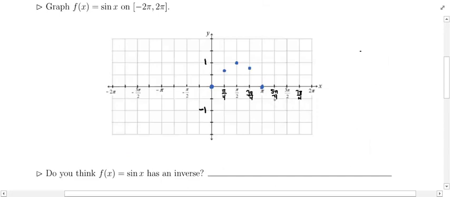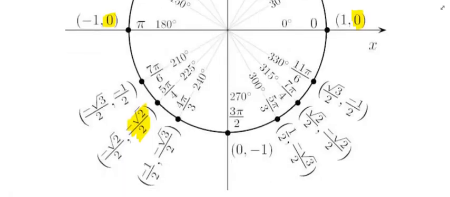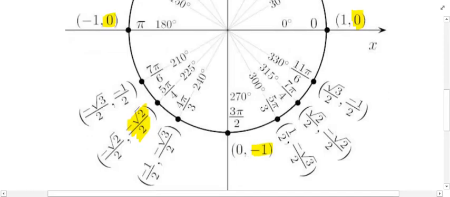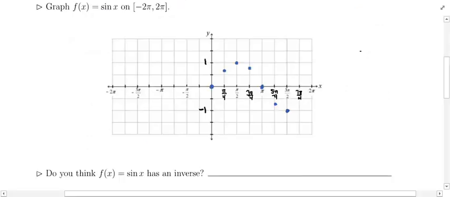Again, it's going to be between negative 0.5 and negative 1, closer to negative 0.5. And then at 3 pi over 2, the sine is negative 1 exactly. That's its y coordinate. So we're going to plot exactly negative 1 at 3 pi over 2.